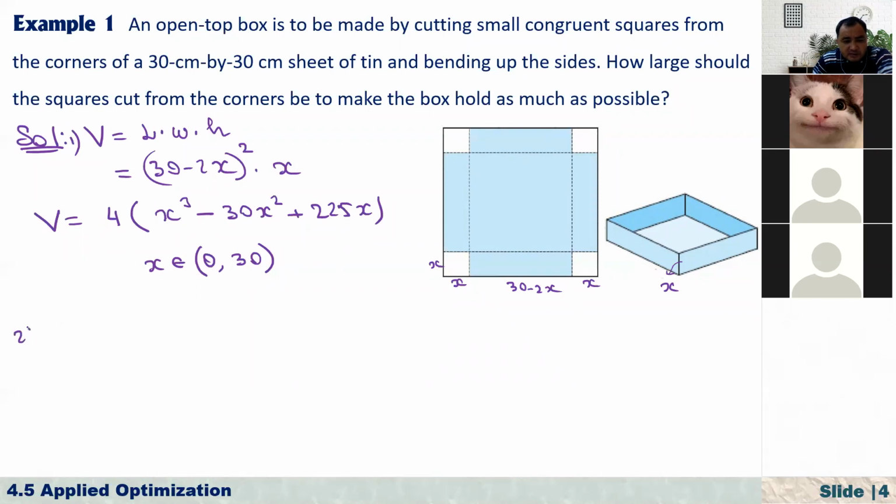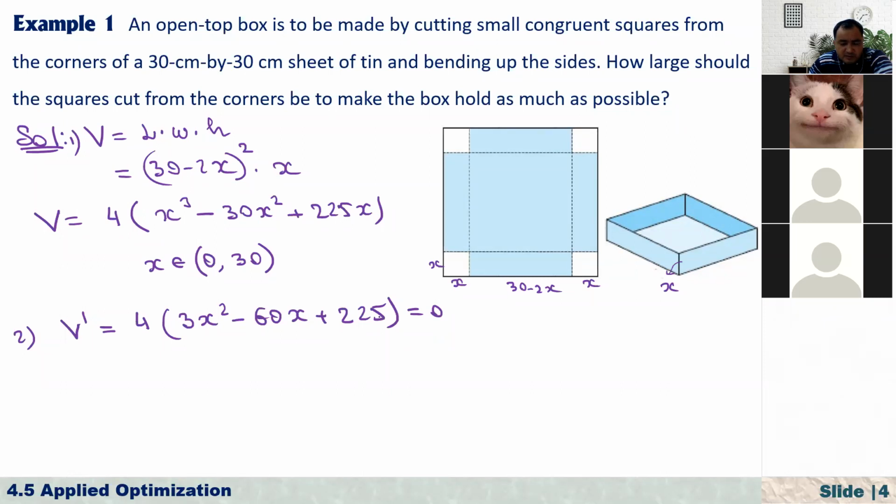And now the second step is to find its maximum value, right? So how do you do this? We need to find its critical points. So if you differentiate this with respect to x, that's equal to 4, which is just a constant number. Here we have 3x squared minus 60x plus 225, right? And to find the critical point, this should be equal to 0.